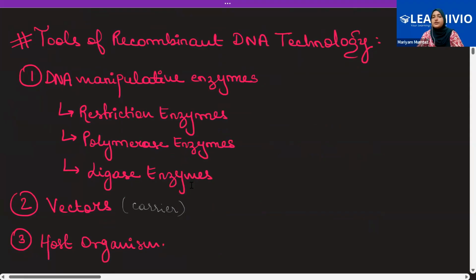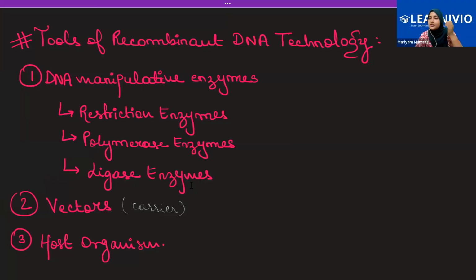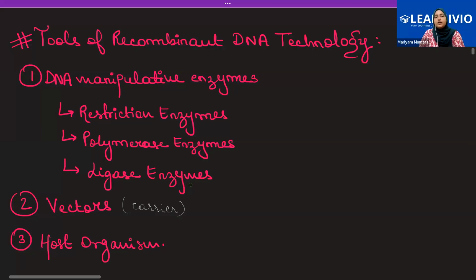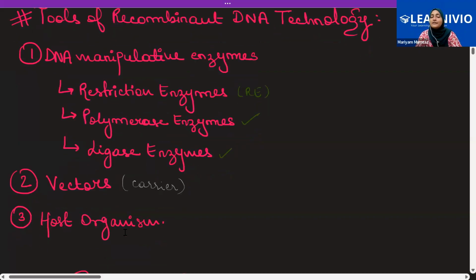Now see, during recombinant DNA technology, you require certain raw materials, certain tools. When we talk about the tools, first you need the DNA manipulative enzymes, meaning the enzymes with the help of which you can manipulate the DNA. You cut it, you join it, all of that. For that, you have restriction enzymes, polymerase enzyme, and ligase enzyme.